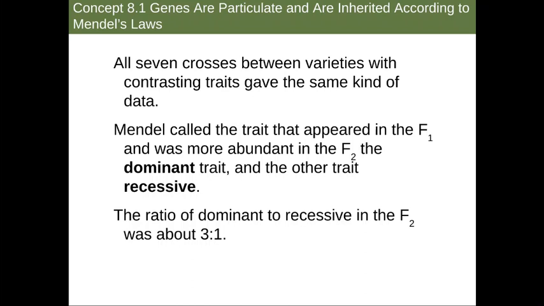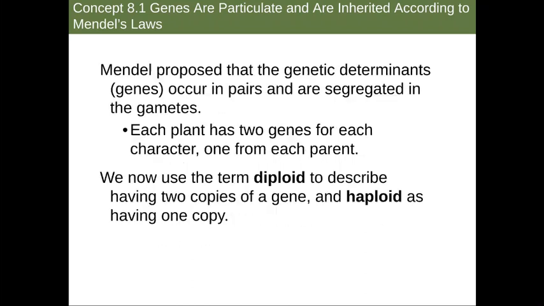He called the trait that appeared in the F1 and was more abundant in the F2 the dominant trait, and the other trait the recessive, and the ratio of dominant to recessive was about 3-to-1. It wasn't precisely 3-to-1, but we're going to say rounding close to 3-to-1.